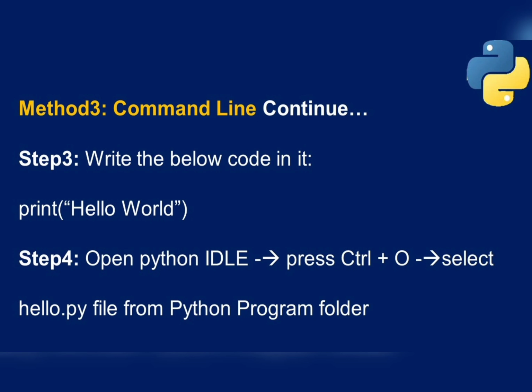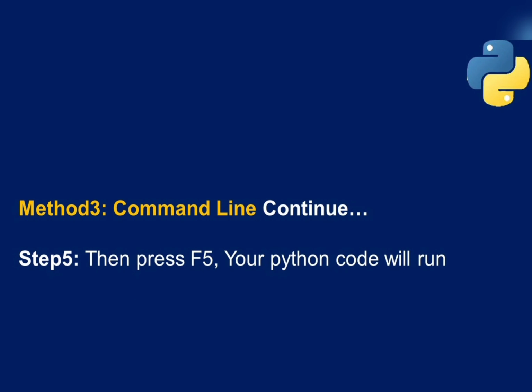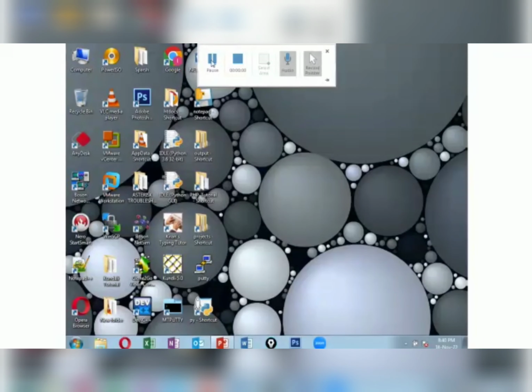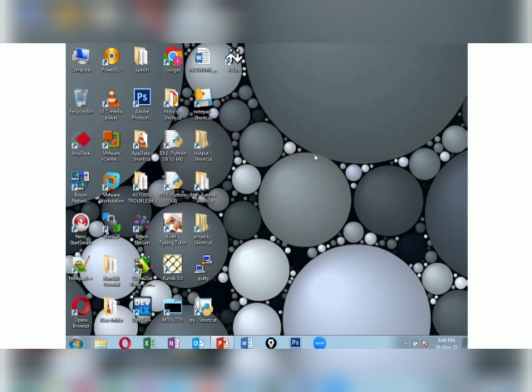Step 4. Open Python IDLE. Then press Ctrl+O. Then select the hello.py file from the Python program folder. In step 5, you have to press F5. Your Python code will run now. Now, let's see the procedure practically on screen.